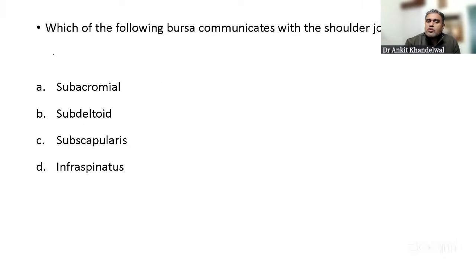Next, which of the following bursa communicates with the shoulder joint? What are bursa? Bursa are enclosed spaces having some fluid inside them, so as to decrease the friction between the tendon and the bone over here. Some of the bursas are named over here.